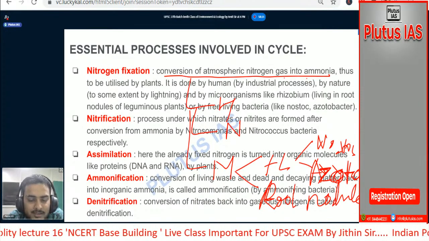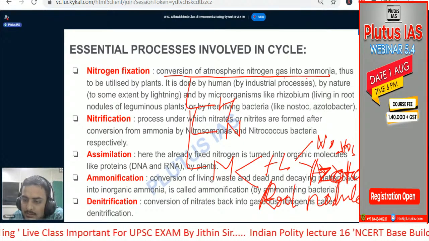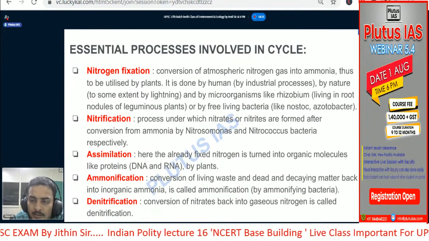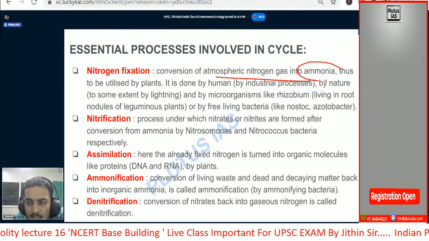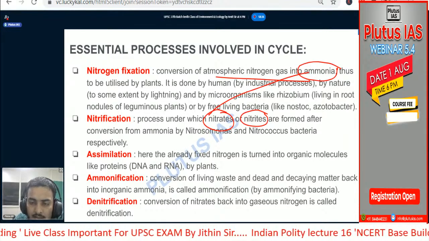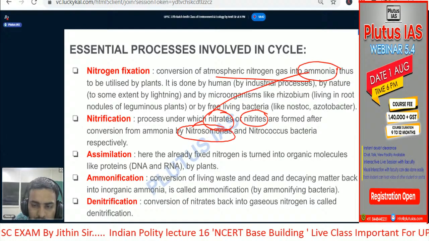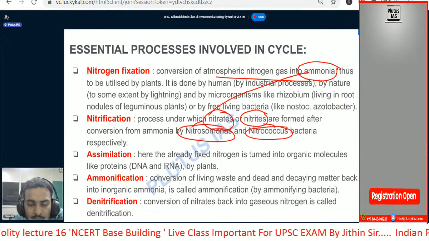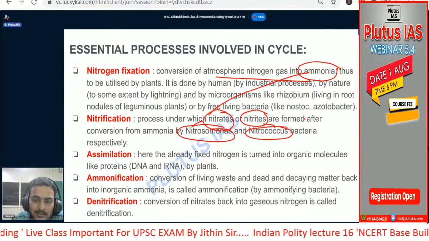Okay, now I am moving to the next definition, nitrification. In this process of nitrification, what happens? It is simply conversion. The first point was conversion of atmospheric nitrogen to ammonia. Now this ammonia is converted into nitrates or into nitrites. The conversion into nitrates is done by nitrosomonas bacteria, and into nitrites by nitrococcus bacteria. These nitrates and nitrites are directly absorbed by plants.